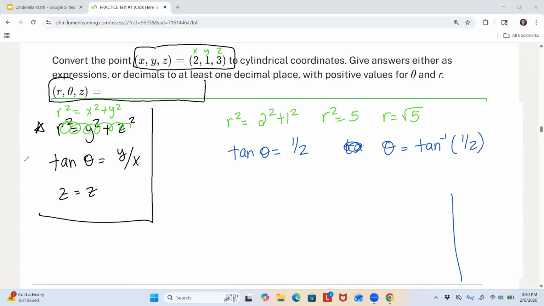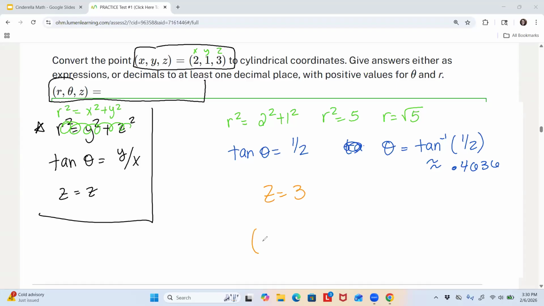Yes, you could probably put that in the calculator. Let's have it set to radians for a second. So let's do inverse tan of 1/2. So I get that this is approximately 0.4636. But I would just leave it inverse tan 1/2, and the program took that. And then finally, z remains z. So z is just 3.